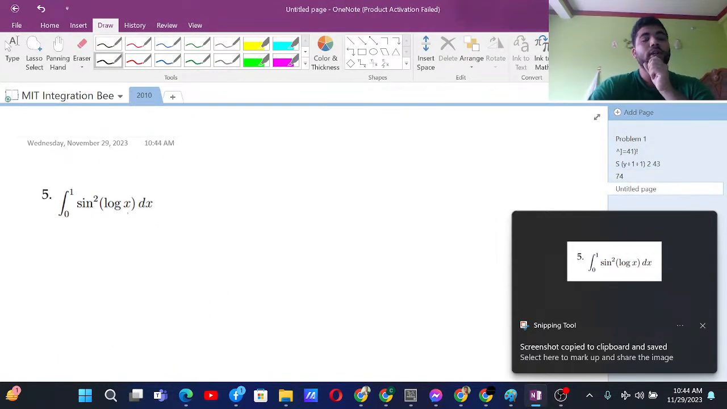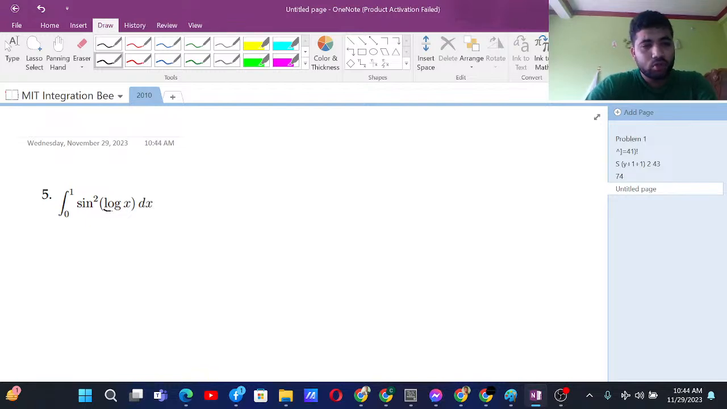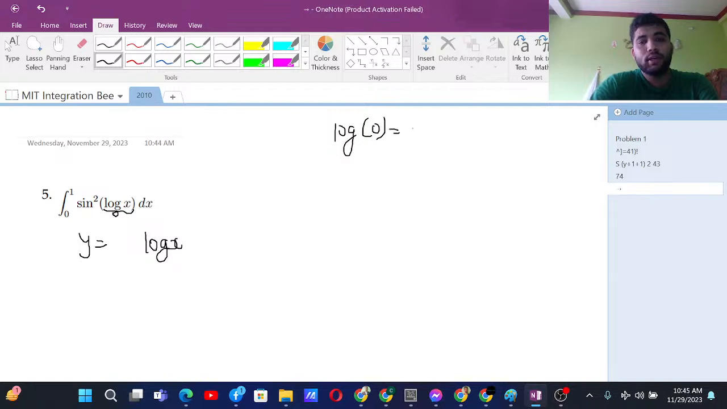Okay, so for this integral, first of all, we would not want to have log x inside the sine function, so we will just assume y as log x, and while doing so, the 0 will convert to minus infinity. Since log of 0 is minus infinity, but we would rather want plus infinity than minus infinity, we could also add a negative sign in the substitution, so that we will have a plus infinity. But even if we do not do that, it doesn't really matter.